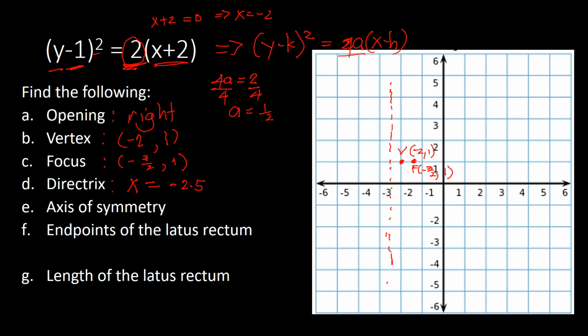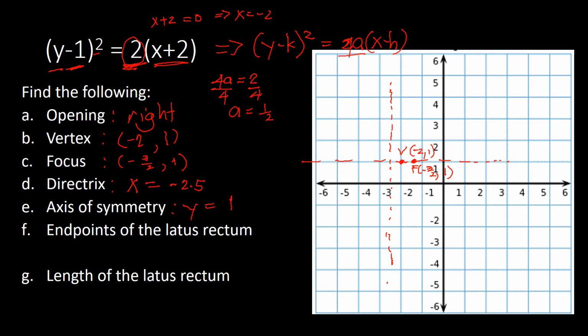Next one, we go for the axis of symmetry. The axis of symmetry will always pass through our vertex and the focus. So this line here cuts through the y-axis. So this should be y equal to, and the value that we cut here on the y-axis is 1.